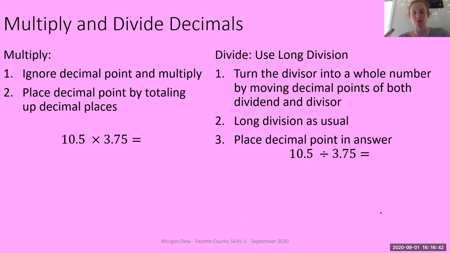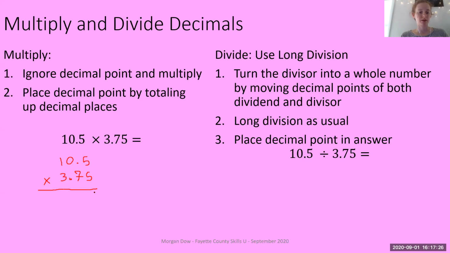Okay. Now let's try multiplying and dividing with decimals. So to multiply, we ignore the decimal point and we multiply as usual. And then at the end, we place the decimal point by totaling up the decimal places. So let's take a look at that. I've got 10.5 times 3.75. Again, I'm not going to worry about lining things up because I'm going to take care of all that place value stuff at the end. So just multiply your numbers and then the decimal points right there.